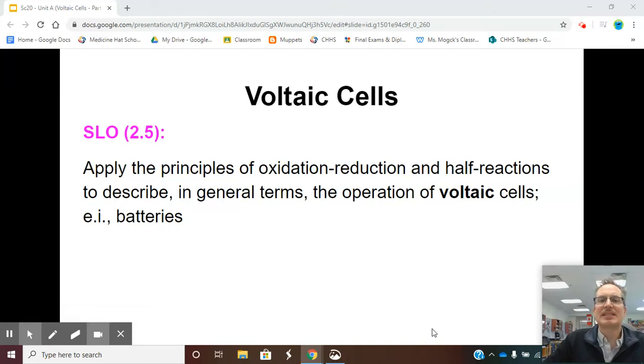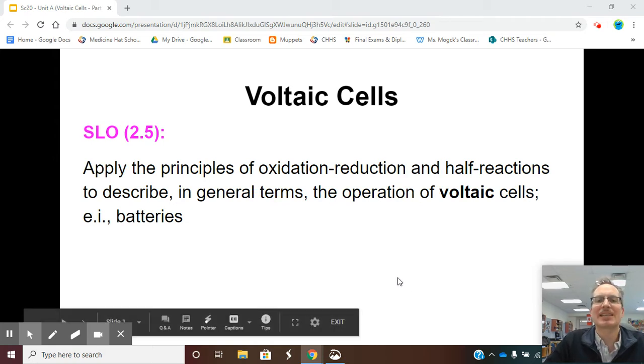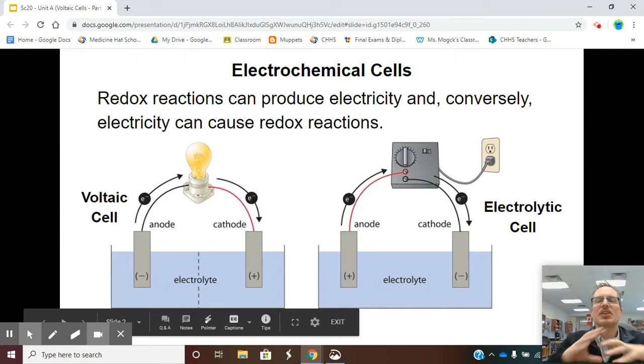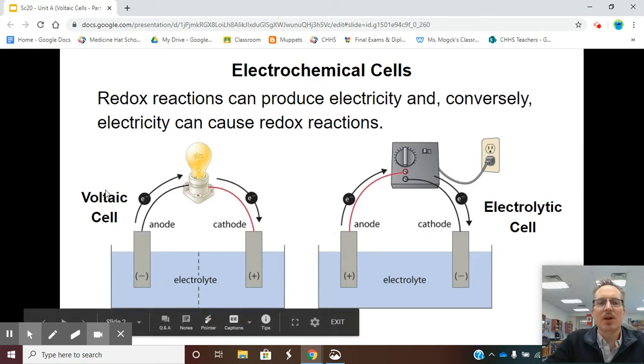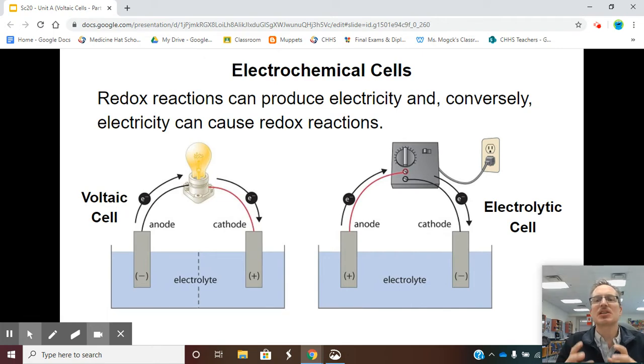Hello, Science 20s. Today we're going to apply all of our knowledge from oxidation and reduction into a real life example. We are going to look at something called voltaic cells. Now, the large category for this is called electrochemical cells, but we're going to only look at half of that today. We're going to look at this piece right here. We're going to look at those reactions that are spontaneous, those reactions that produce electricity by being spontaneous.